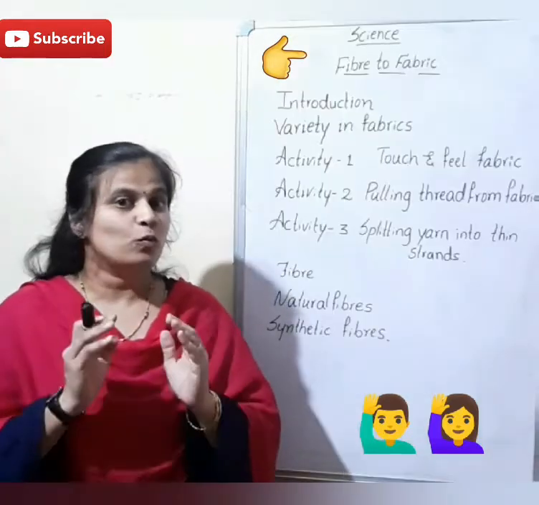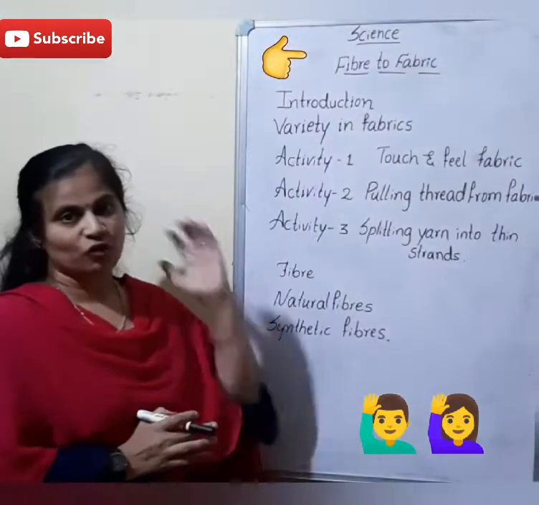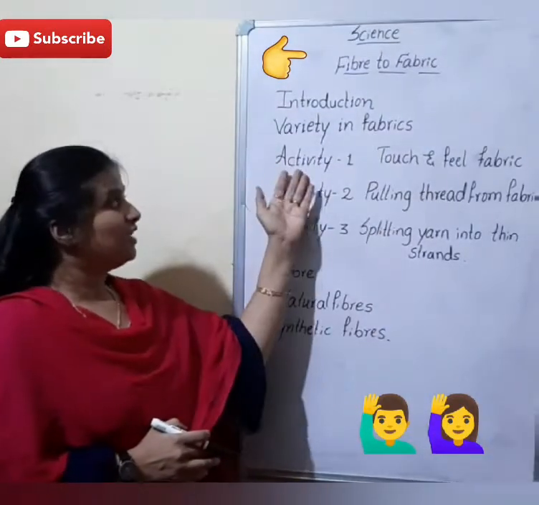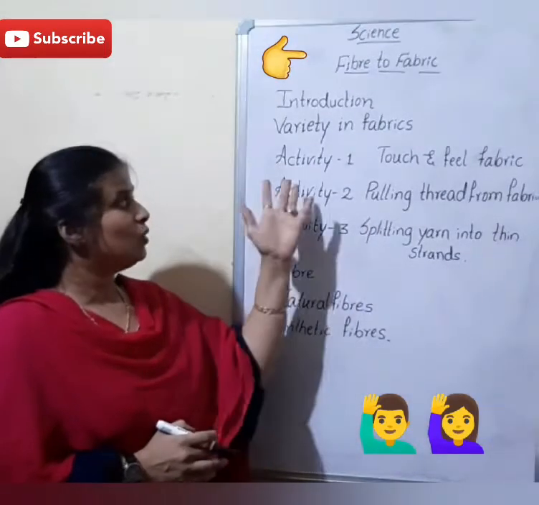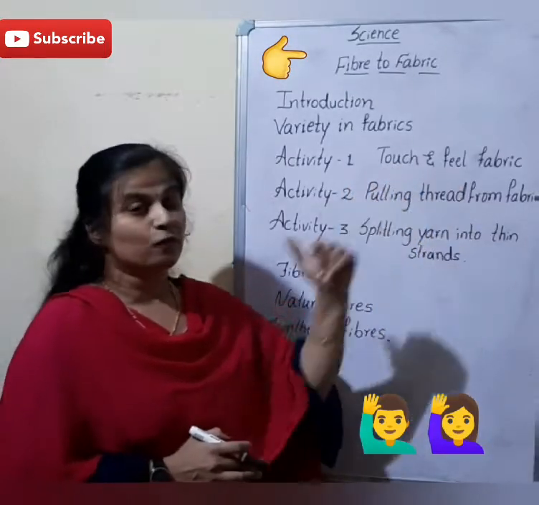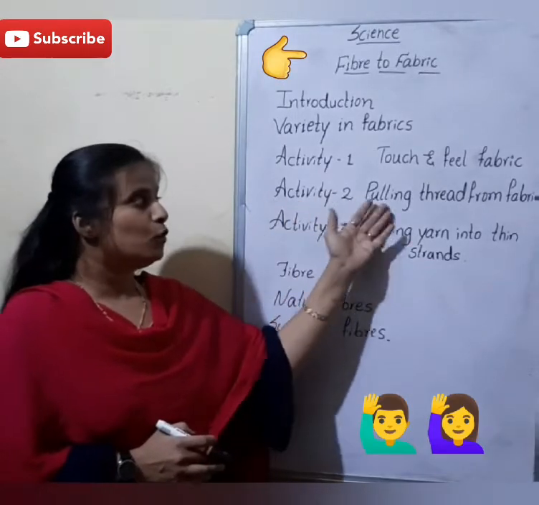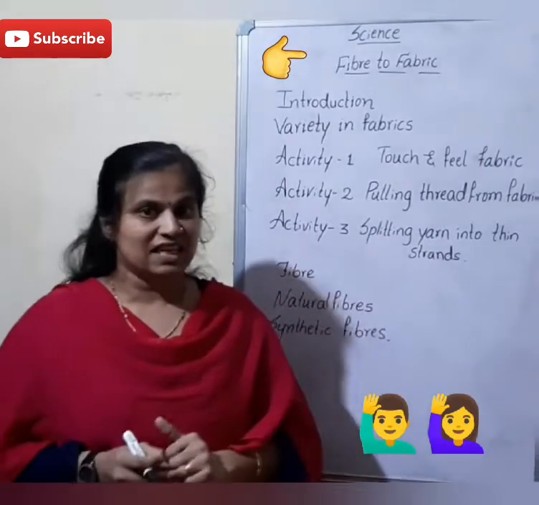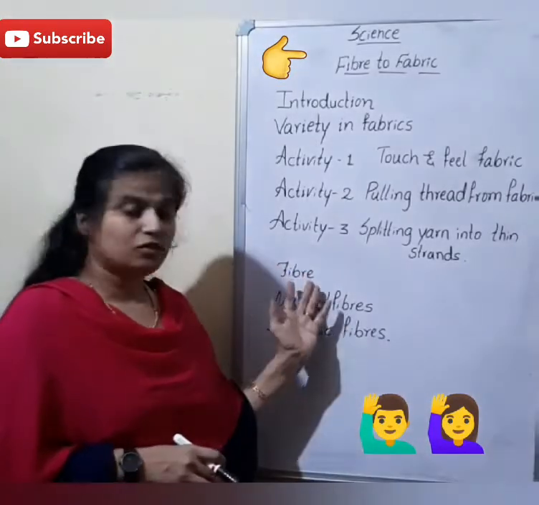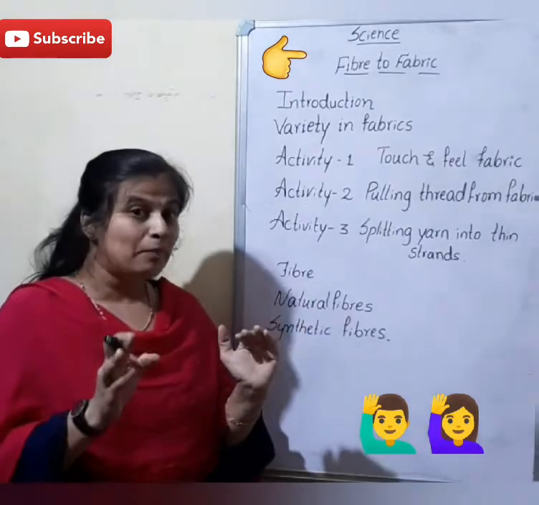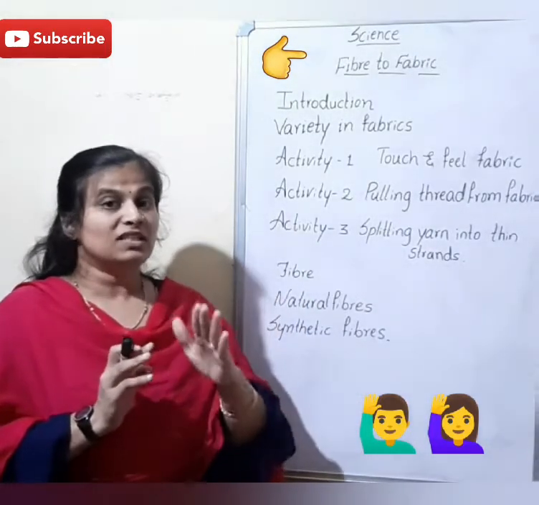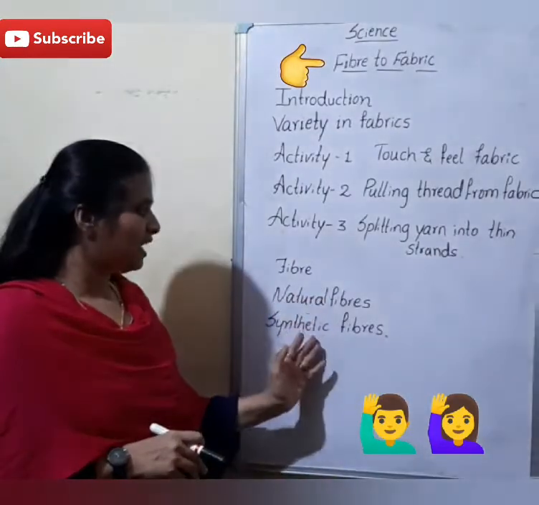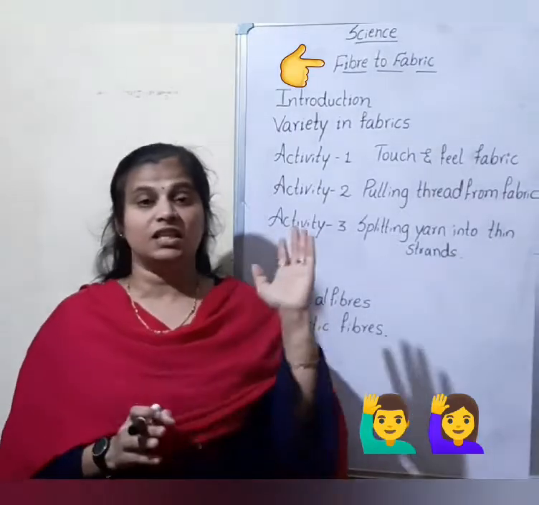So in this class we have gone through the introduction of the fiber to fabric topic, as well as variety in fabrics. Activity number 1 was the touch and feel of the fabric, activity 2 was pulling thread from the fabric, and activity 3 was splitting yarn into thin strands. What we have learnt is what fabric is made of, that is yarn, and what yarn is made of, that is fiber. Natural fibers and synthetic fibers we learnt in this video.